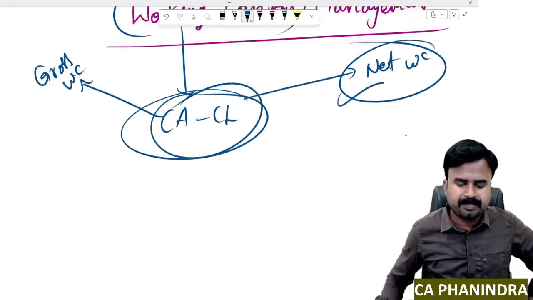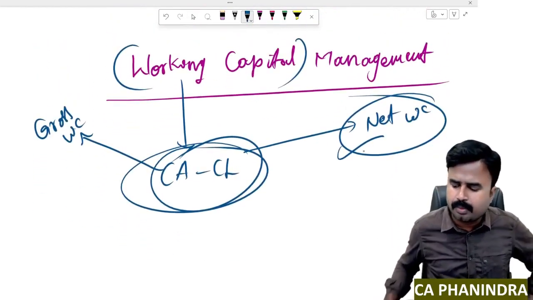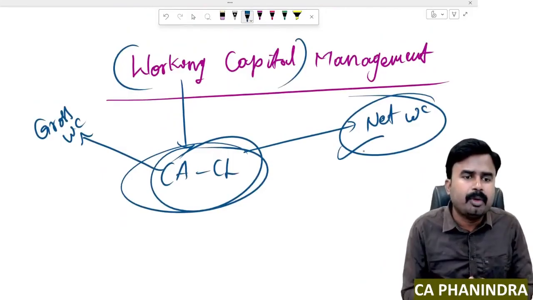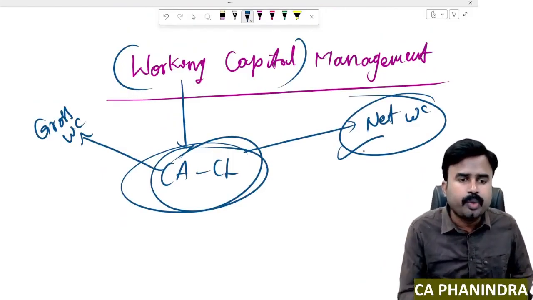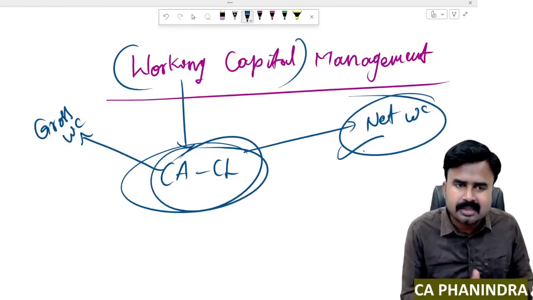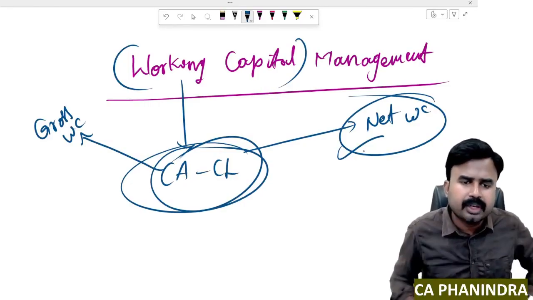Net working capital. Actually, in simple terms, working capital is the minimum amount which is required to be maintained by every firm to meet its day-to-day operating expenses. This is the regular definition of the term working capital.